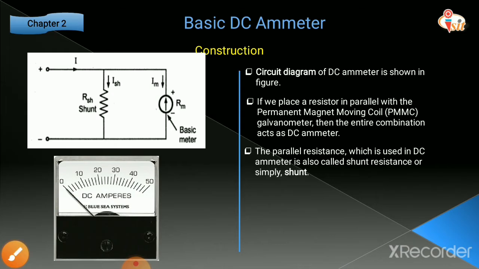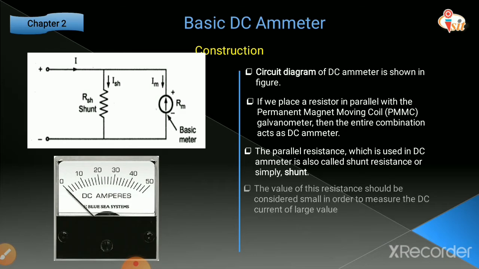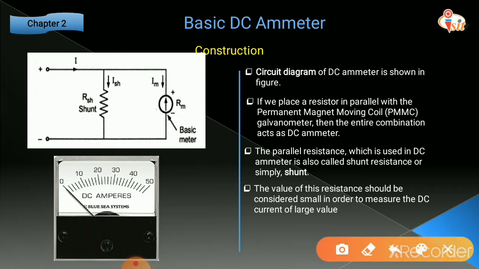The parallel resistance which is used in the DC ammeter is also called a shunt resistance or simply a shunt. This RSH, which is used in parallel with the basic ammeter, is also called a shunt resistance. The value of this resistance should be small in order to measure a DC current of a large value.